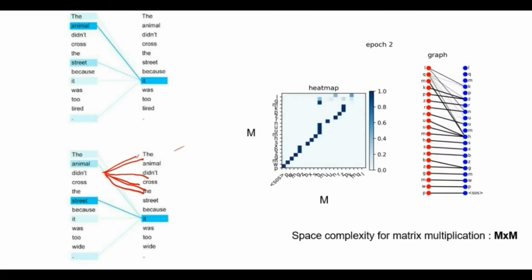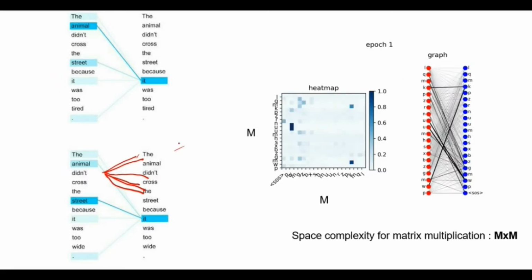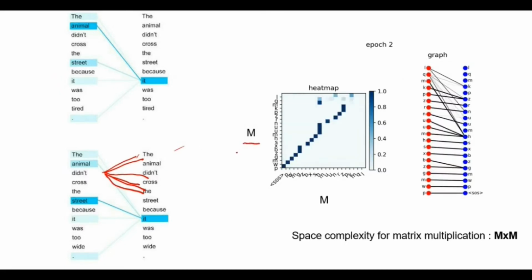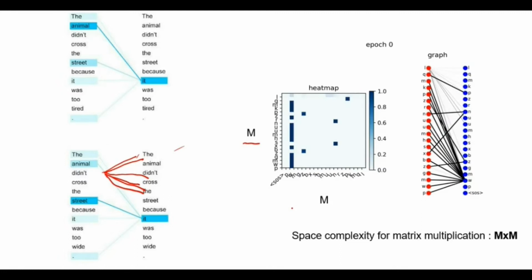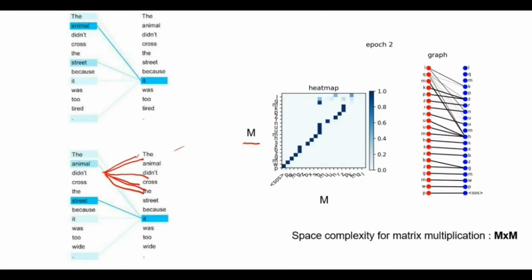For language, as we are seeing right now, if there are m words in an input sequence, then because of self-attention, the space complexity becomes quadratic, as every input element is mapped to every other input element in a matrix multiplication. The space complexity would be around m times m, which is a quadratic complexity.